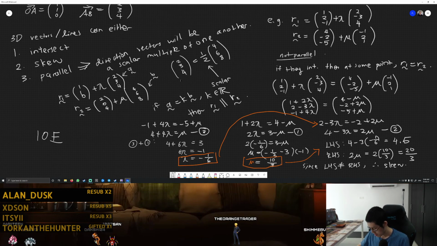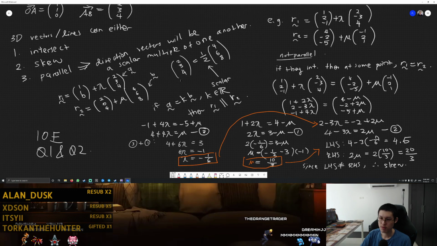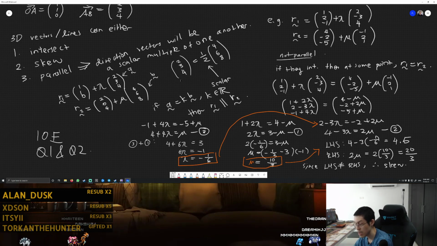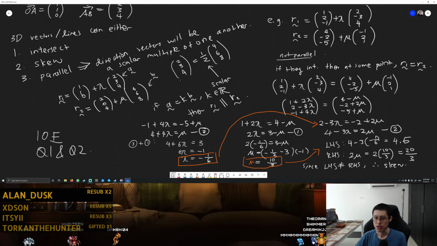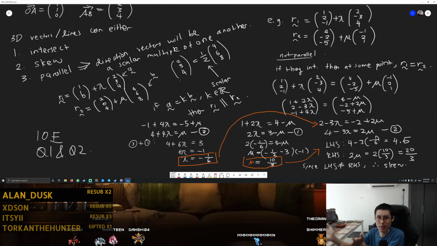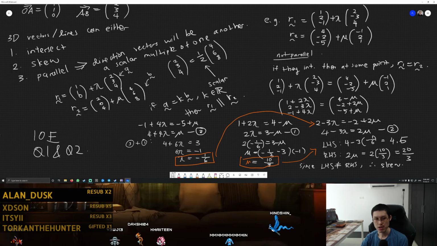So you can try exercise 10E if you want to practice this part. Question 1 and 2. You don't have to do the rest actually. Question 1 and question 2. For two-dimensional vectors, you will never get a skew. For two-dimensional vectors, it's only intersect or parallel, because you can't have two lines that are skew in 2 dimensions, because you only have 2 dimensions, right? But anyway, if you want to practice this, you can try this part in your textbook.